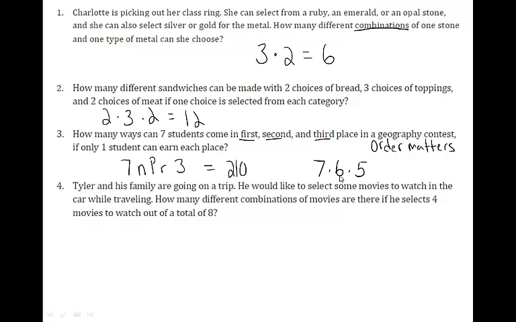Tyler and his family are going on a trip. He would like to select the movies to watch in the car while traveling. How many different combinations of movies are there if he selects 4 movies to watch out of a total of 8? Again, they told you the word combinations, so you know the order doesn't matter. We're just thinking about what group of movies he's going to have. So we're doing nCr. 8 goes here because that's the total we have to select from, and we're picking 4. We do that on our calculator, and we get 70.